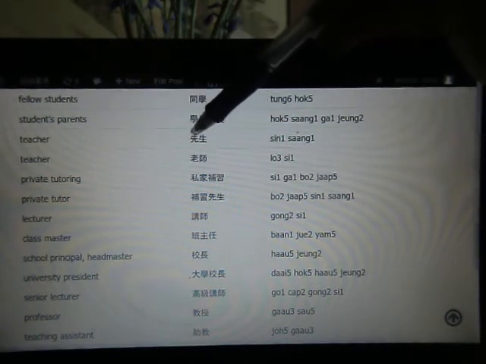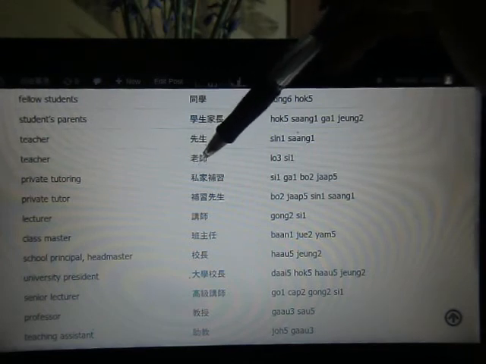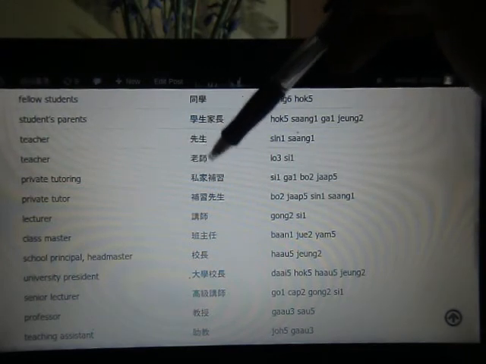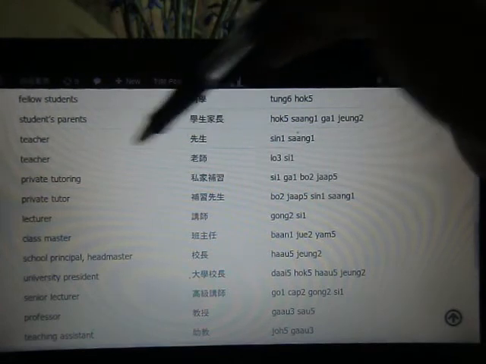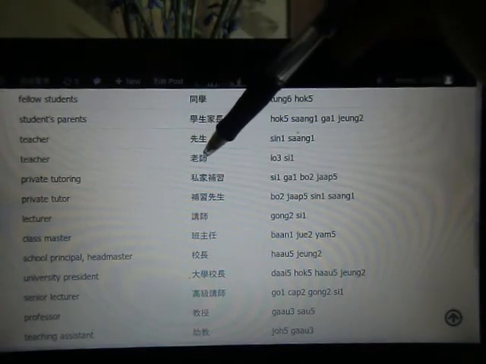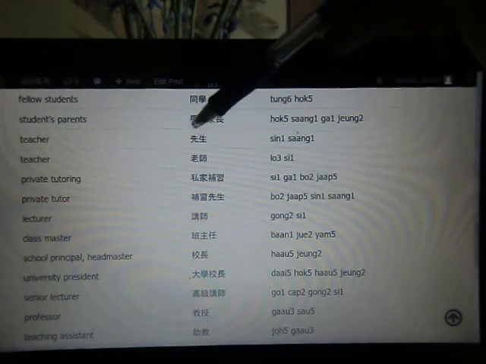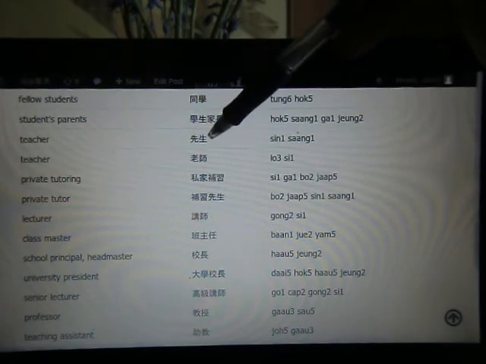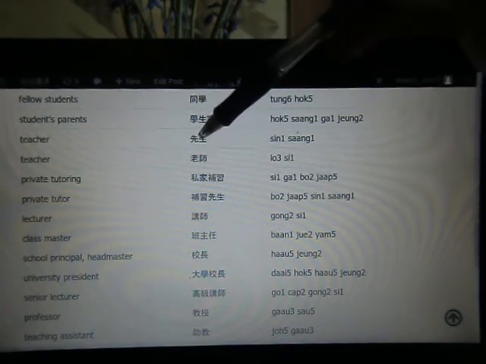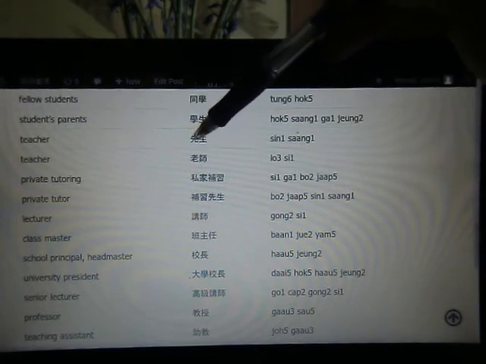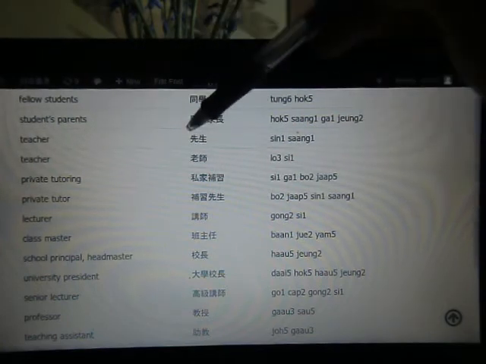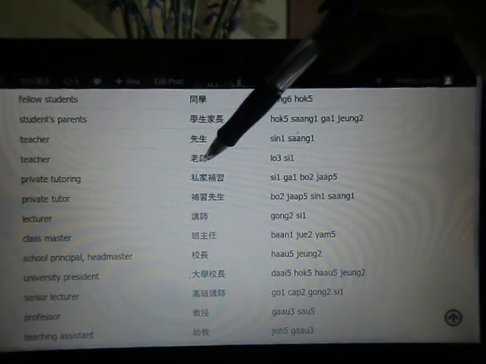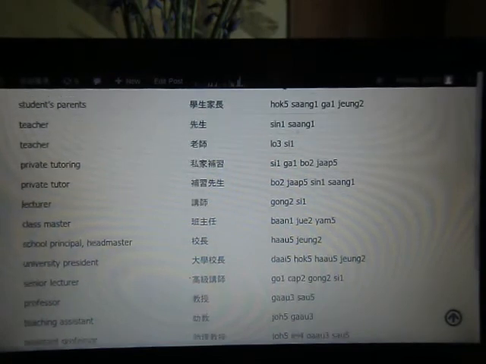And then teacher is either 先生 or 老師. 老師 is more Mandarin. 老 means old. 師 means some leader. 先生 is more Cantonese. 先生 can also mean the husband, especially in Mandarin. But in Cantonese, the husband normally is called 老公 instead of 先生. But anyway, teacher, 先生 or 老師.